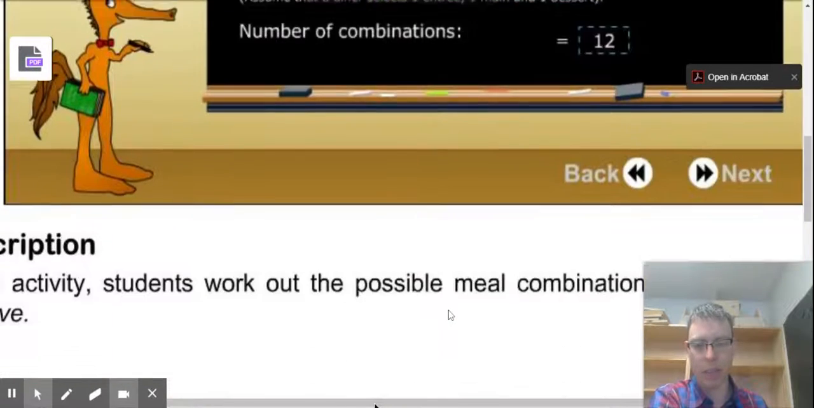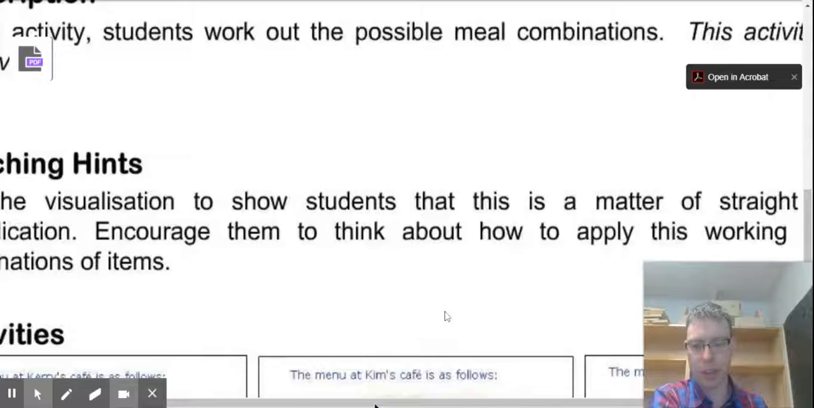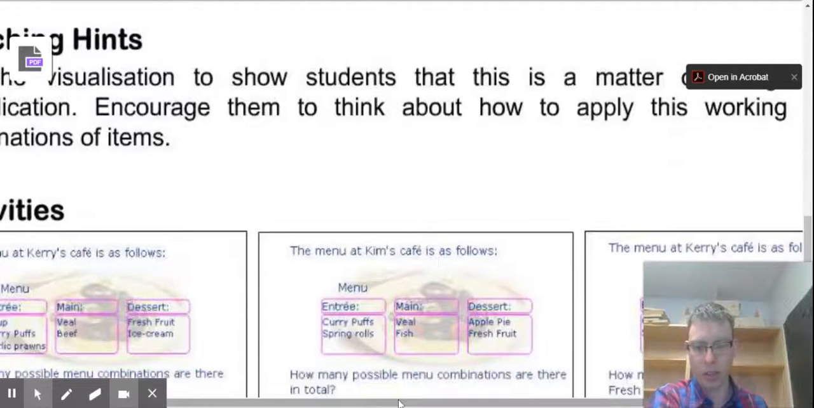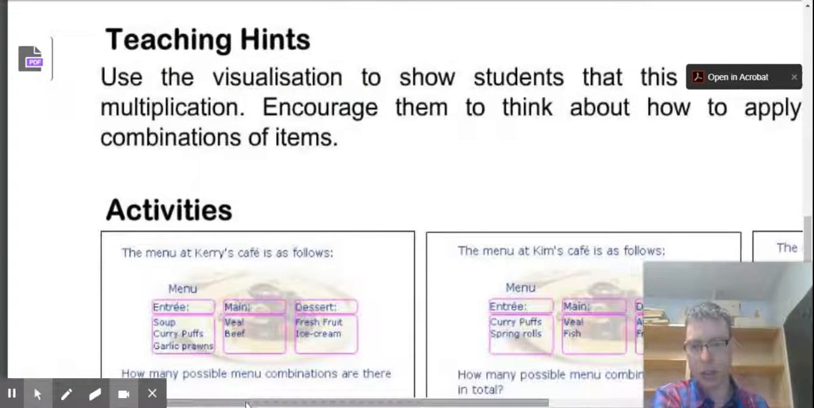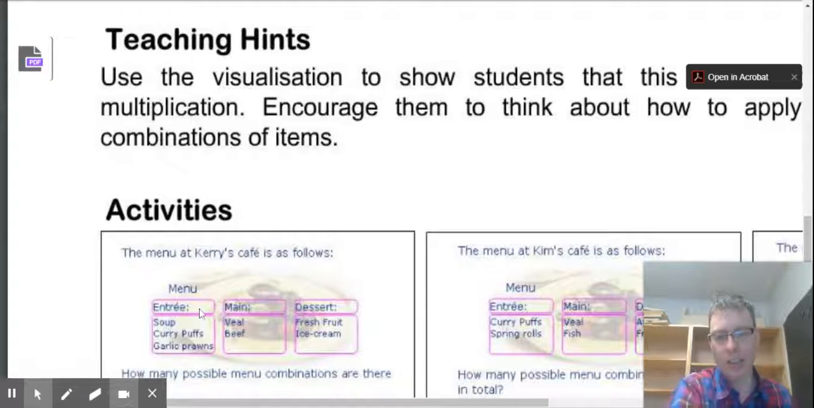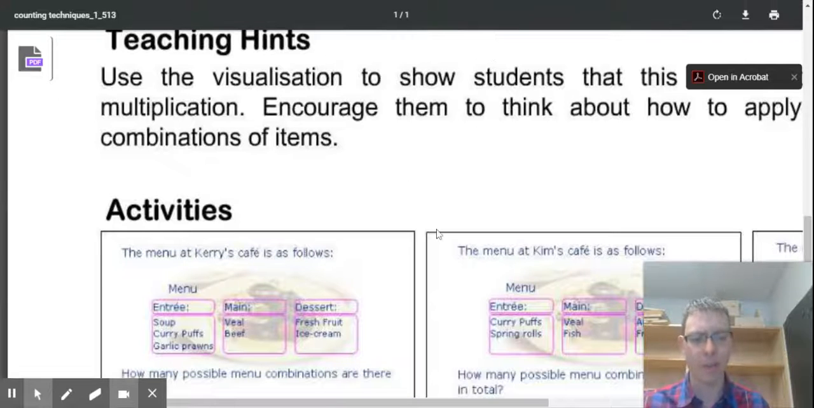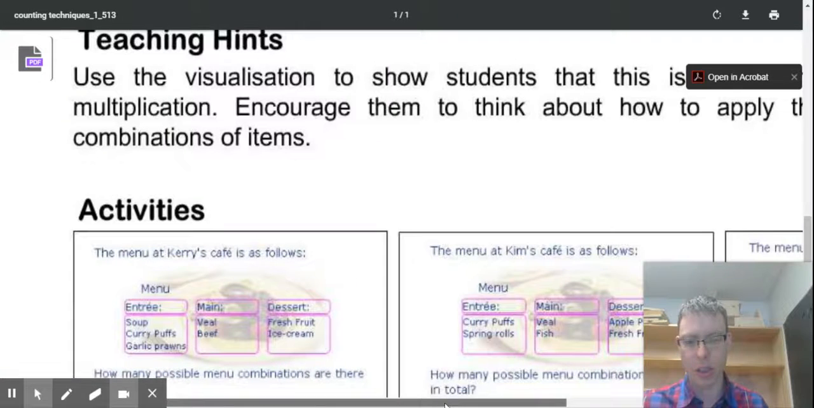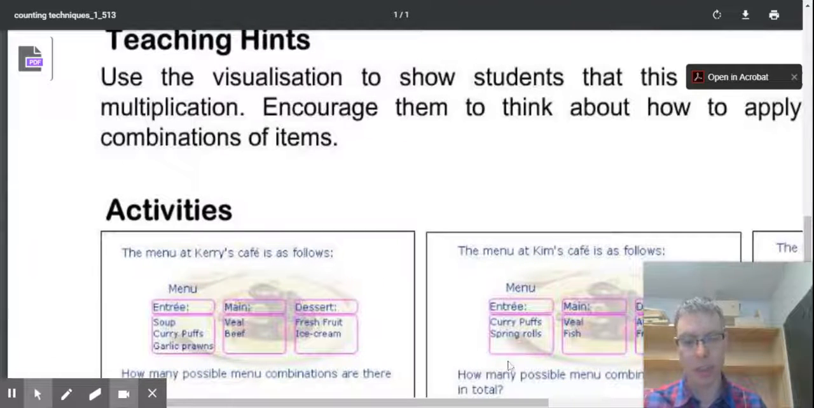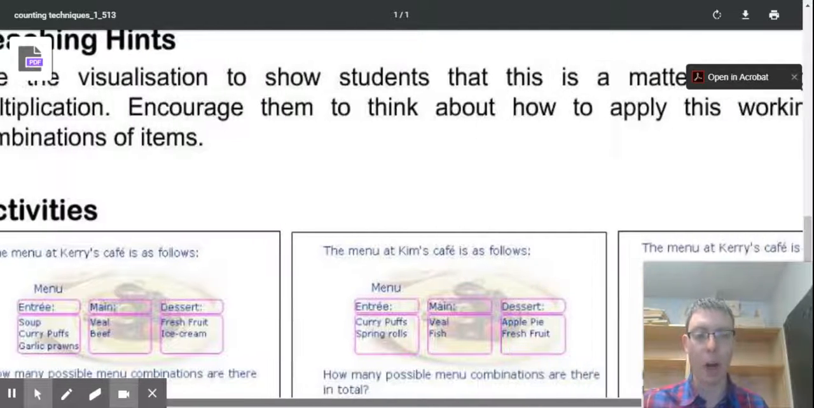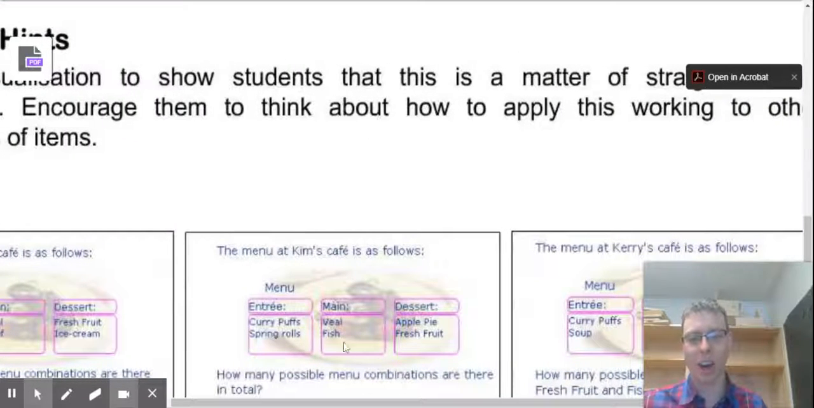So let's take a look at some other questions down here. Alrighty. So right here, the menu at Carrie's Cafe is as follows. I have 3 options, 2 options, and 2 options. Well, that's the same as what we had up top. So the answer is going to be 12. You always have to read the question because the question down here might be different. How many possible menu combinations are there?